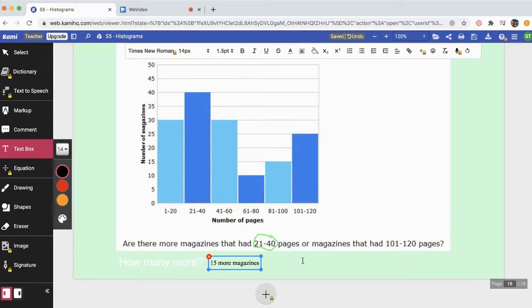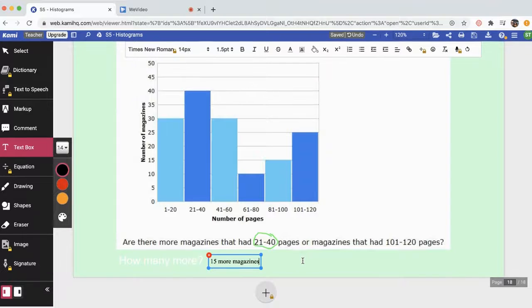All right, you are ready to make histograms and to read and interpret them. So good luck.